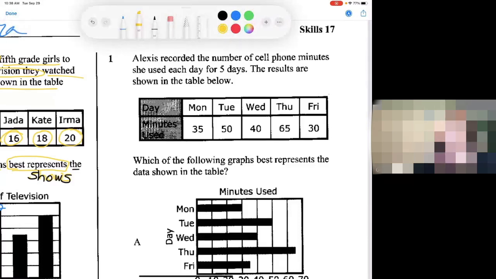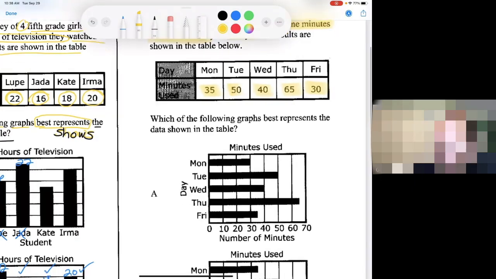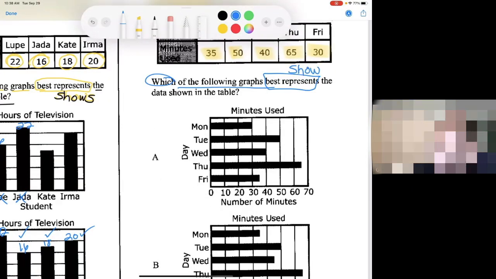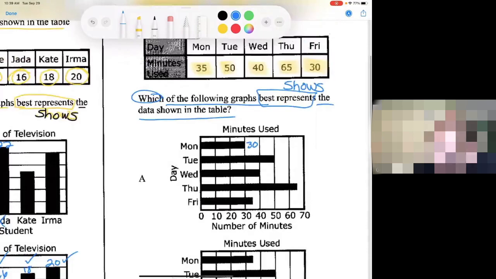D. Okay, Alexis recorded the number of cell phone minutes she used each day for 5 days. Okay, here we have on Monday she used 35 minutes, on Tuesday she used 50 minutes, on Wednesday she used 40 minutes, Thursday 65 minutes, which is the most, and on Friday only 30 minutes. Which graph shows the data shown on the table? Again, you guys fill it in. This one's 30. That's wrong.